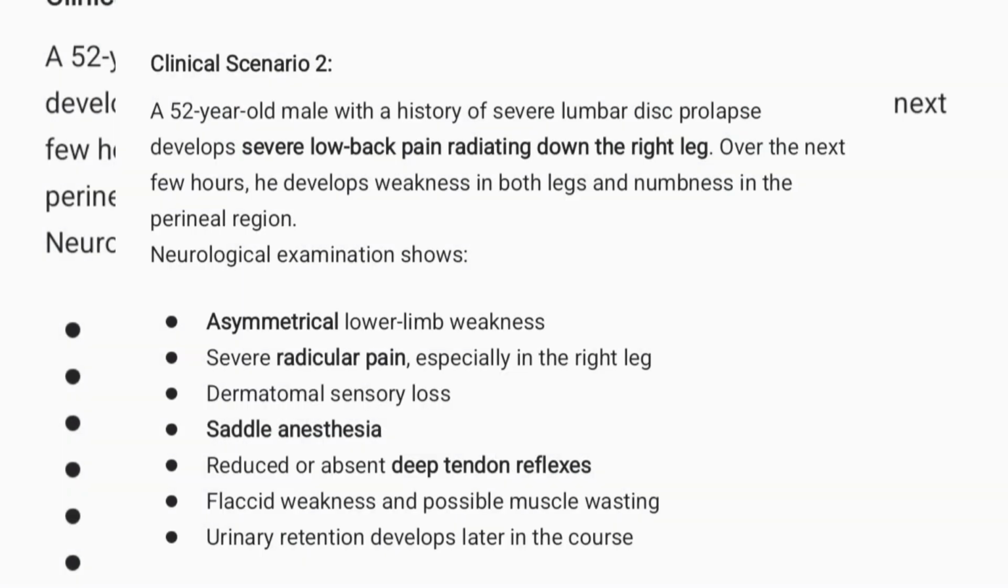Clinical scenario 2: a 52-year-old male with a history of severe lumbar disc prolapse develops severe low back pain radiating down the right leg. Over the next few hours, he develops weakness in both legs and numbness in the perineal region. Neurological examination shows asymmetrical lower limb weakness, severe radicular pain, especially in the right leg, dermatomal sensory loss, saddle anesthesia, reduced or absent deep tendon reflexes, flaccid weakness, and possible muscle wasting. Urinary retention develops later in the course.